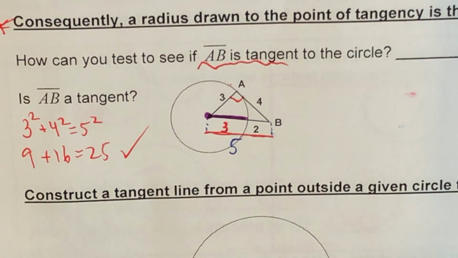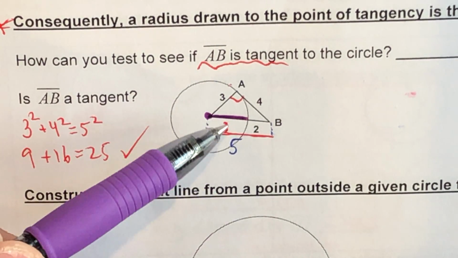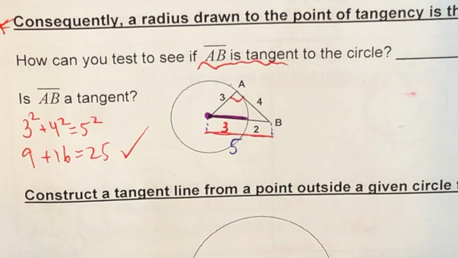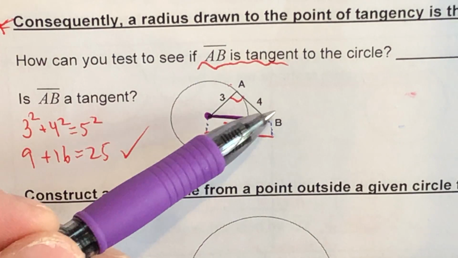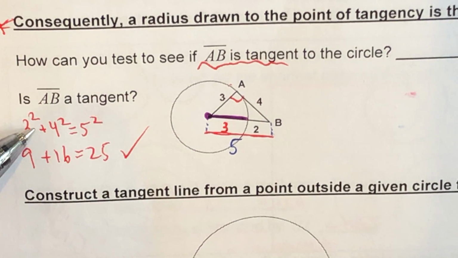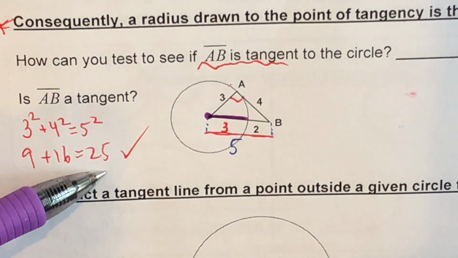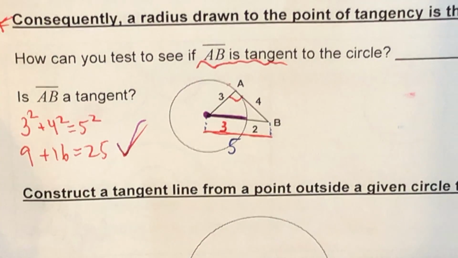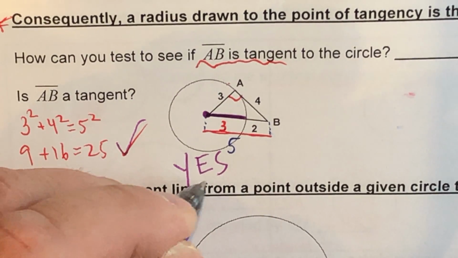So how can we always test to see if we have a tangent line? We can do what this is doing and make a right triangle and use those different measurements to see if it makes a true statement. So 3 squared plus the medium length side, 4 squared, equals the hypotenuse squared. 3 squared is 9, 4 squared is 16, 9 plus 16 is 25. Sure enough, 25 equals 25. That works. So I know that on this one, sure enough, AB is a tangent. Okay, so a big whopping yes.